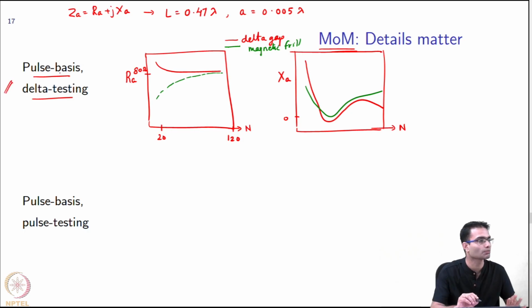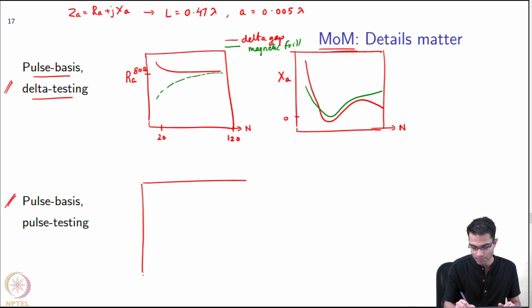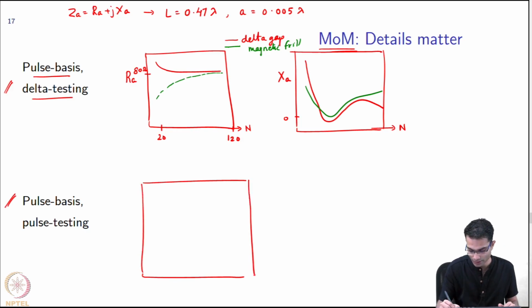So this is what we did, the simplest way of doing MoM, pulse basis delta testing. Then you've done your CEM course, you feel a little offended here: what is this, my results are not looking good. So you say, okay, let me do something a little bit more accurate. So I do pulse basis and pulse testing, right. So it's like a Galerkin thing. So what kind of results do I get over here?